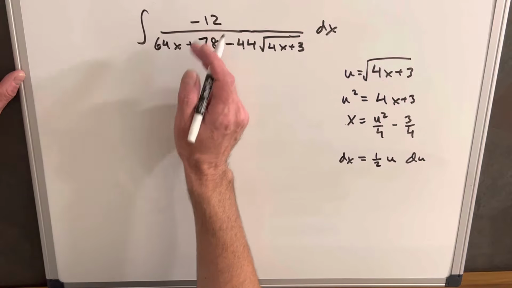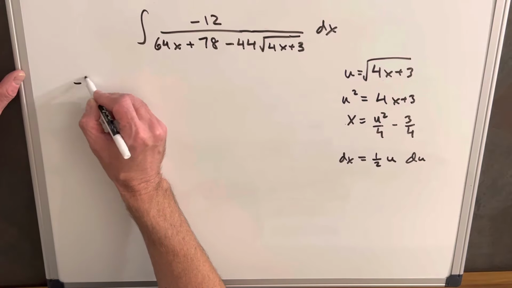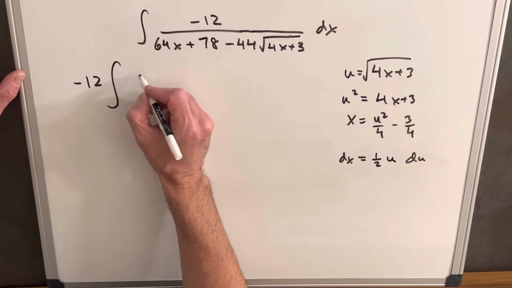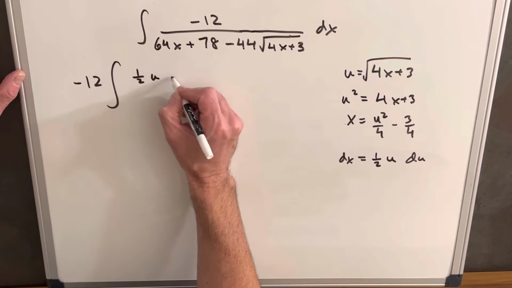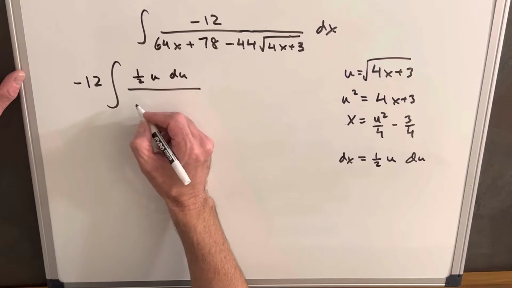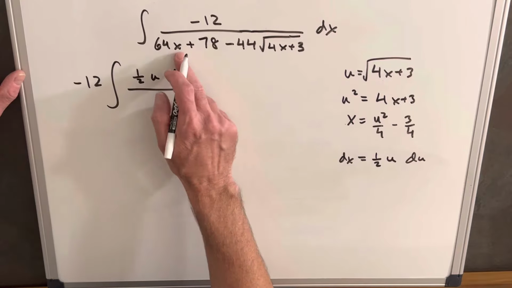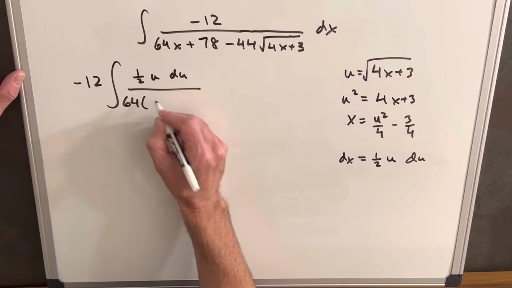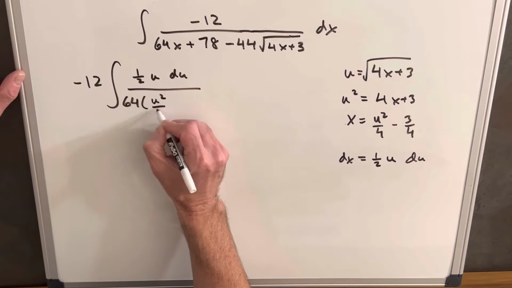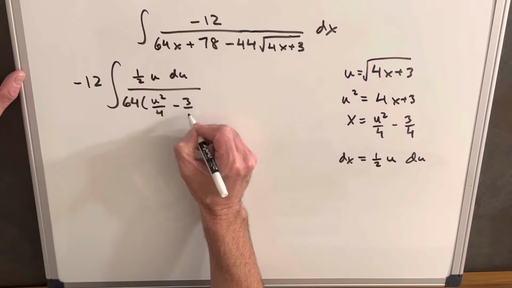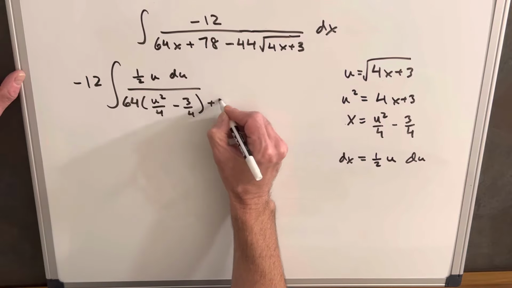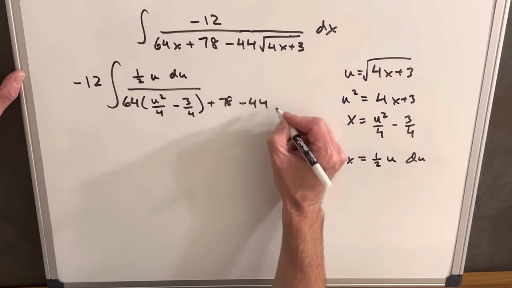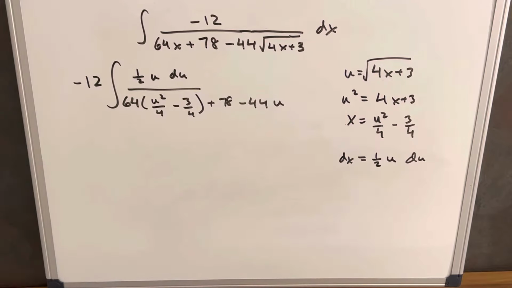So let's rewrite the integral. I'm going to take the minus 12 out front, and then we're going to rewrite our dx first as 1/2 u du. Then, let's write out our x value. Substituting in our x value, this is going to be u squared over 4 minus 3/4, plus 78 minus 44, and then we have u here, so this is just going to be a u.